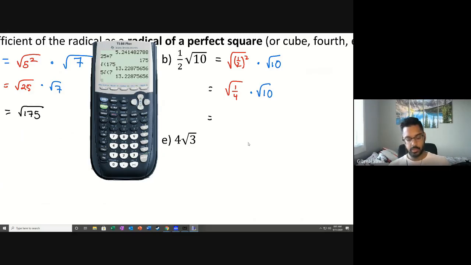Now, when we put those two radicands together, 1 over 4 multiplied with 1 over 10. You can do that in your calculator as well. 1 over 4 multiplied by 10 gives you a decimal. We can turn it into a fraction by pressing math 1 and enter. Okay, so our simplified fraction is 5 over 2. Really, it should be 10 over 4. So this 5 over 2 is just the lowest form of that.